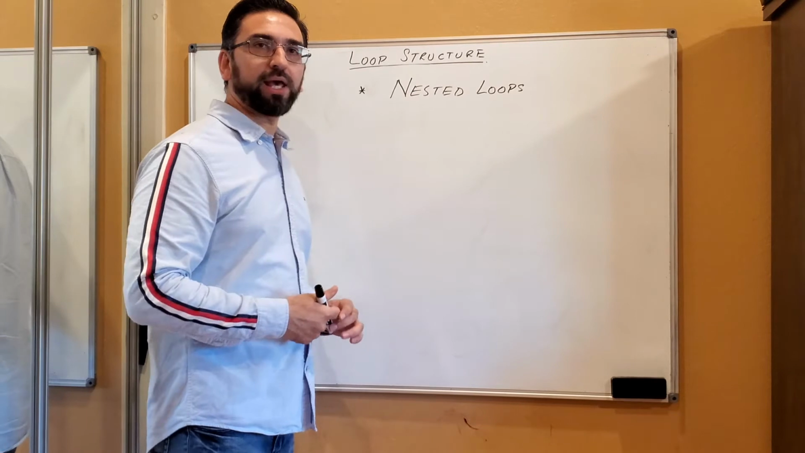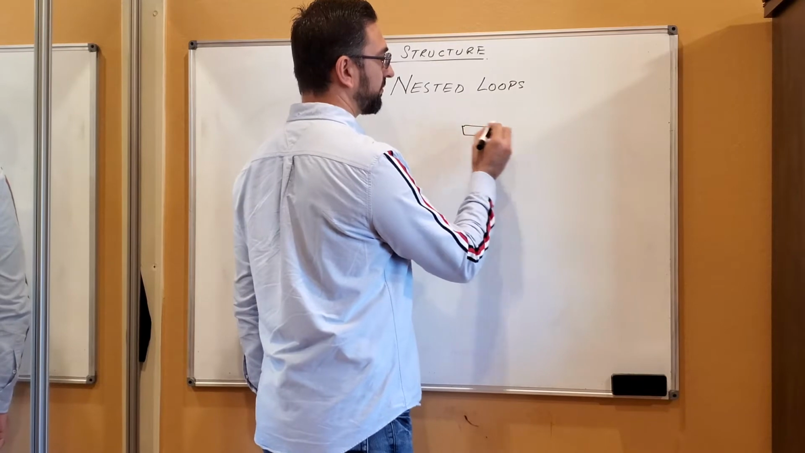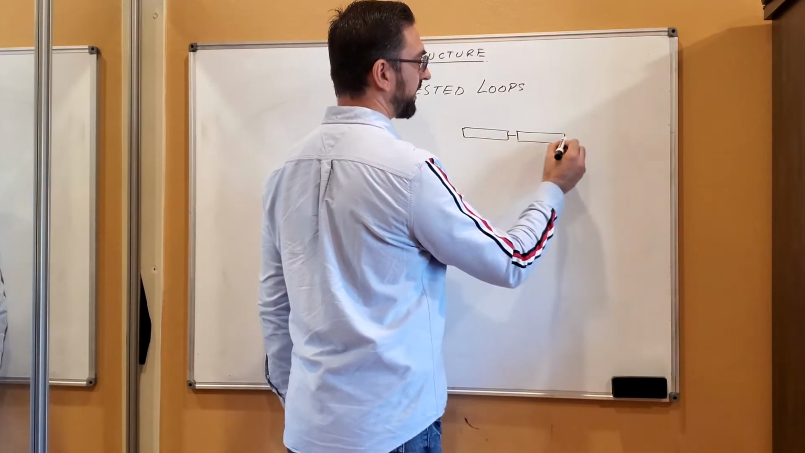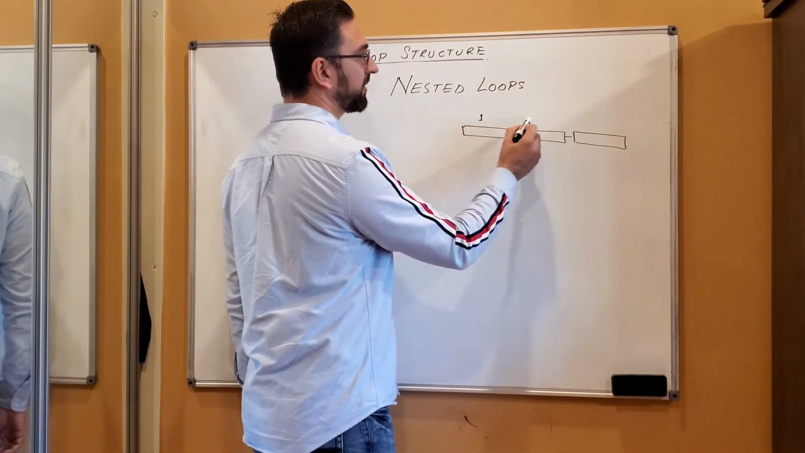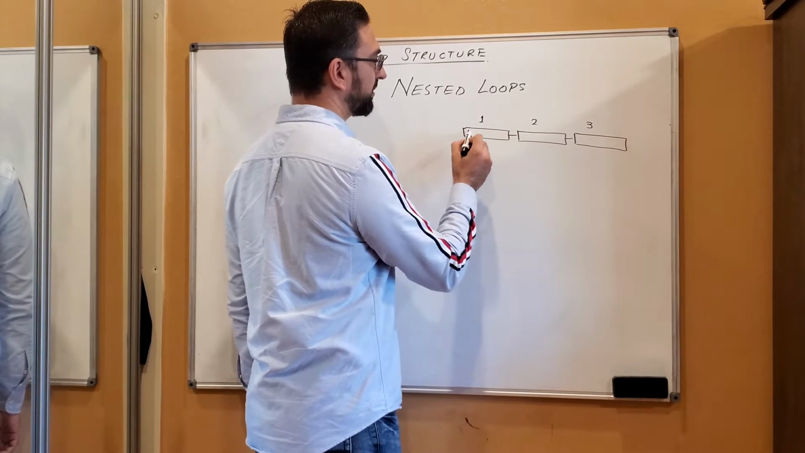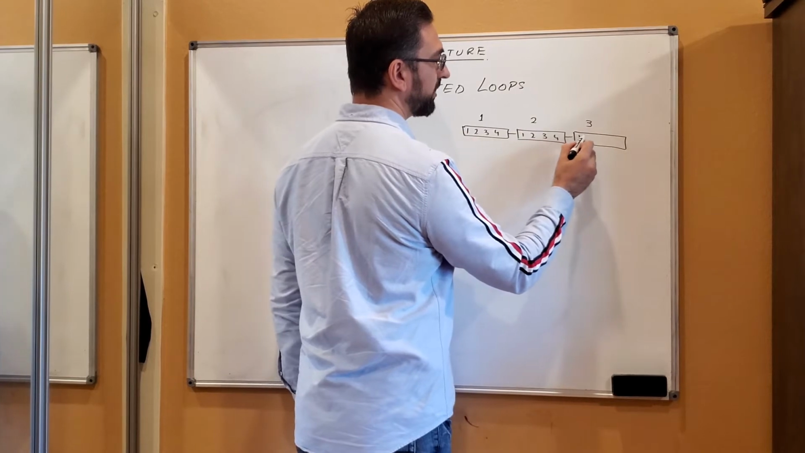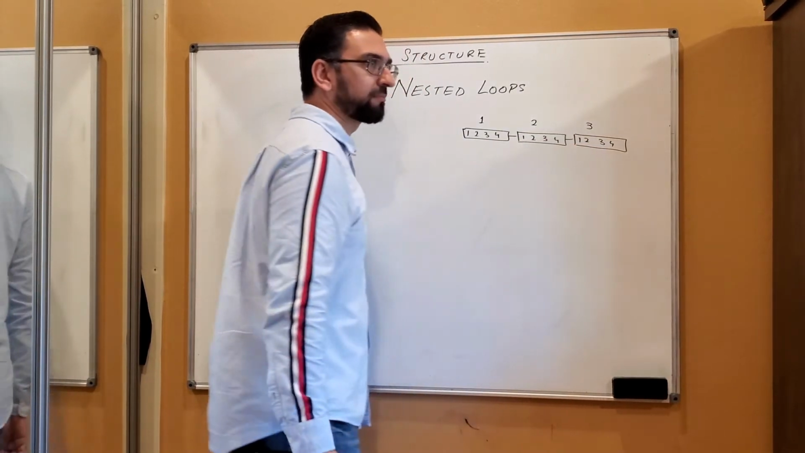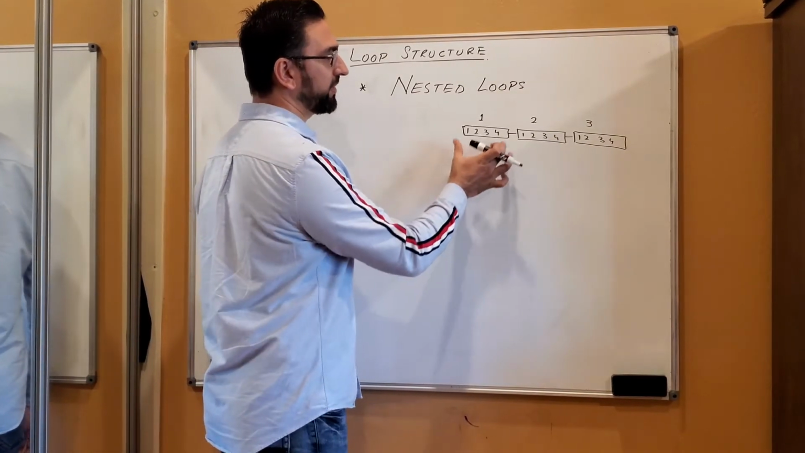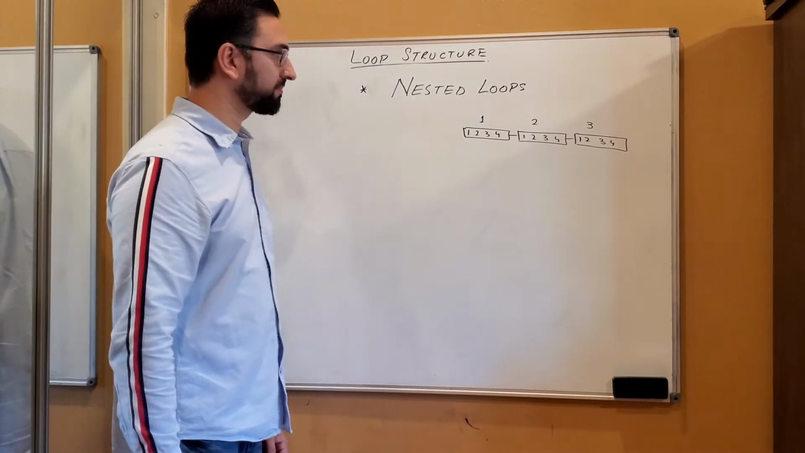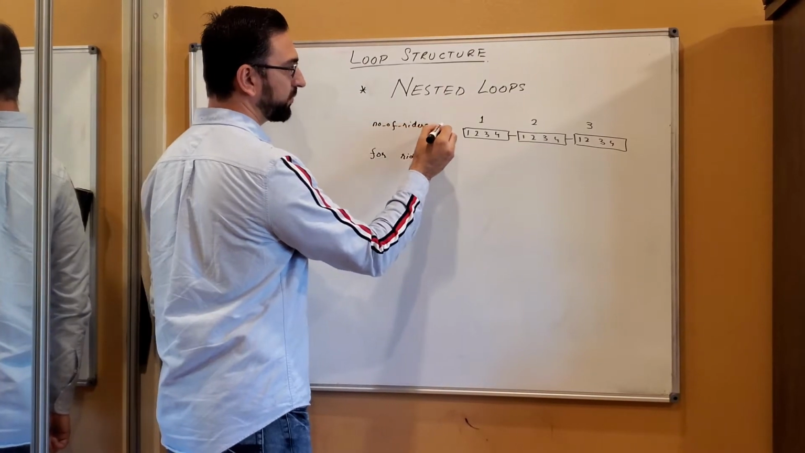So consider we have a roller coaster which consists of 3 cars: first, second, and third. Each car can hold 4 people: 1, 2, 3, 4. 1, 2, 3, 4. 1, 2, 3, 4. Now, suppose we have to create a program where we want to fill in these cars with these riders. Let's suppose the number of riders equals 4.